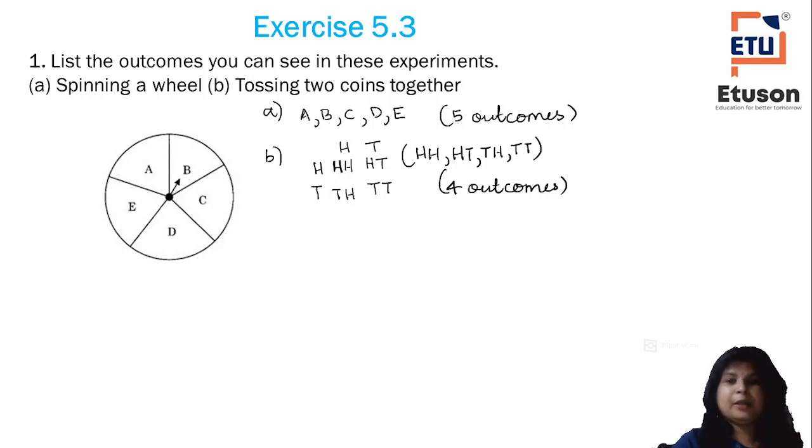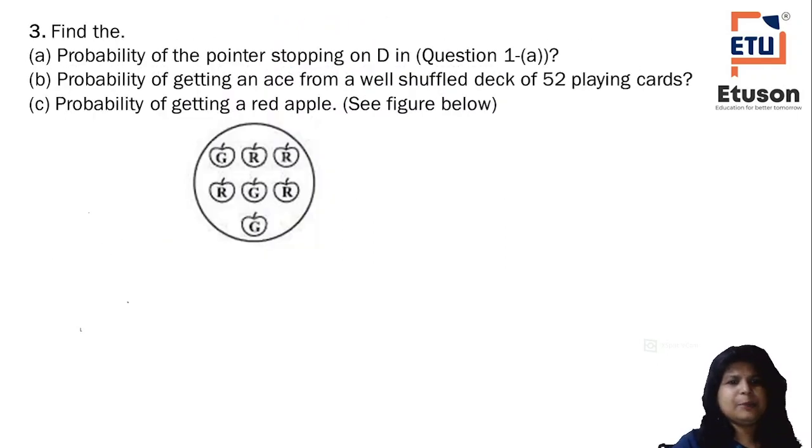Now you have to find out the probability of getting this D. So how much is the total outcome? It is 5. Out of that, how many times is D occurring? It is 1 time, right? So what will be the probability then? The probability will definitely be equal to how many times D is occurring, that is 1.